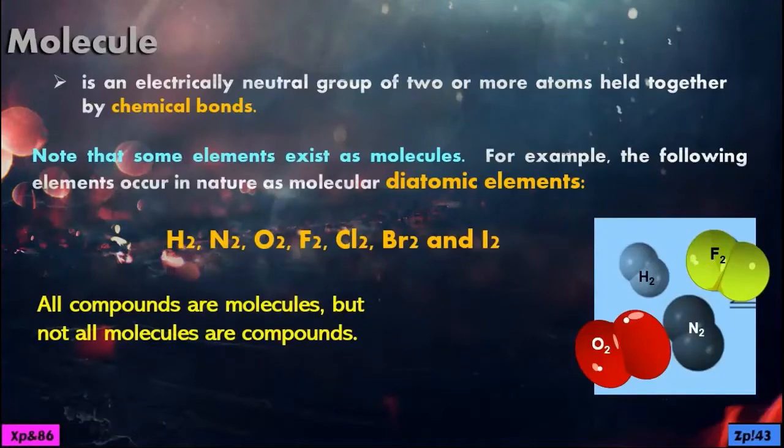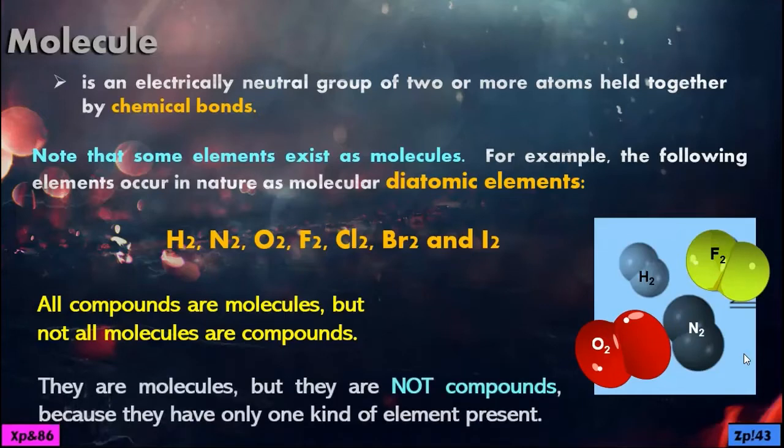Take note, all compounds are molecules, but not all molecules are compounds. Why? Because we have what is called a diatomic molecule, having only one kind of element present.